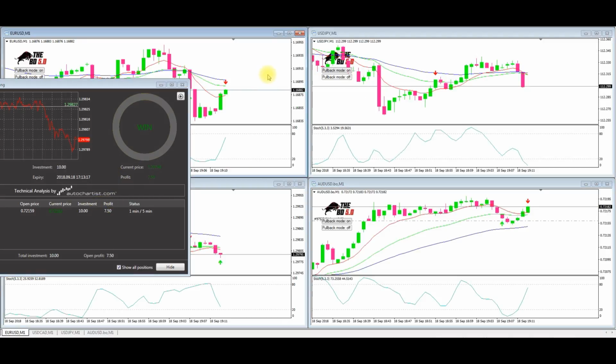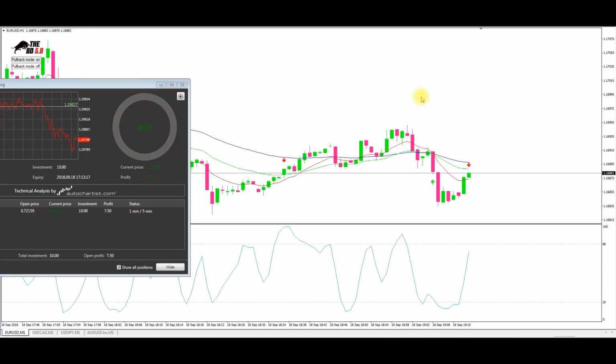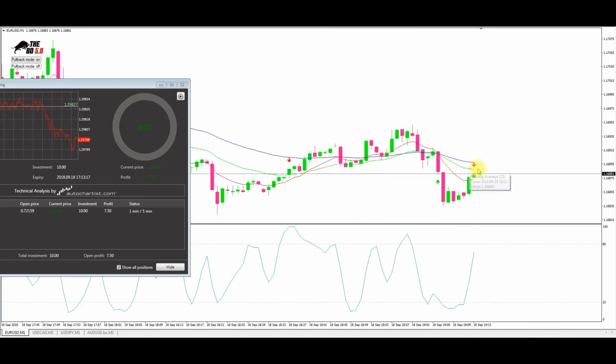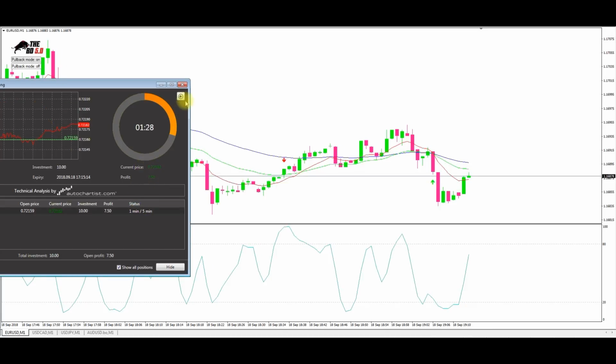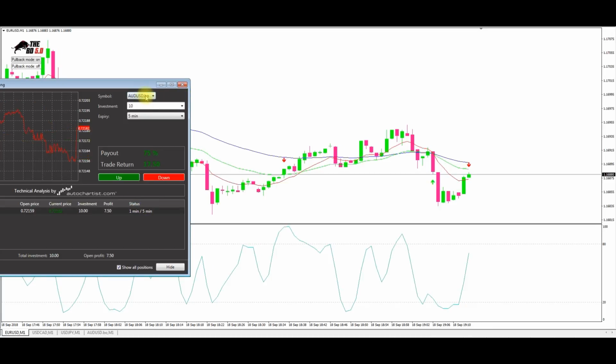Okay, I've got another signal now on Euro USD. Does this meet the rules? Yeah. Okay, downtrend. Right, now I've got to wait for the Stochastics to be oversold on that one. So what's this? Euro USD. I might up the trades. I might go to £20 trade and see what happens.